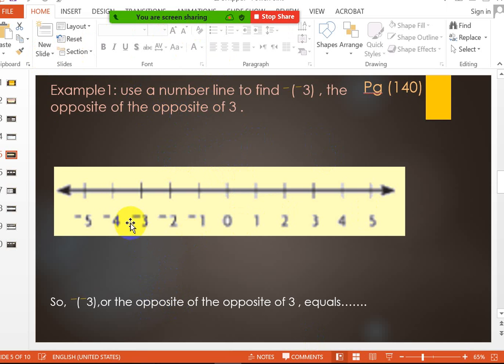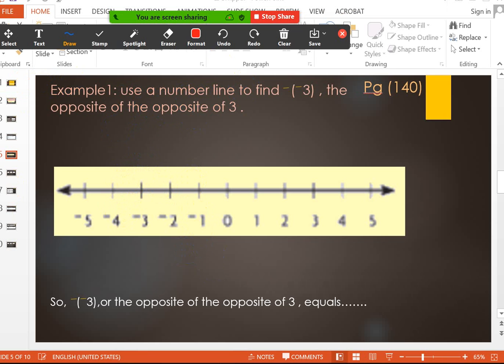In this example, we want to find the opposite of the opposite. I will solve it for you. It's the same lesson, on page 140. So we will solve this exercise. What is the opposite of the opposite? Okay, girls, let's do it now together.